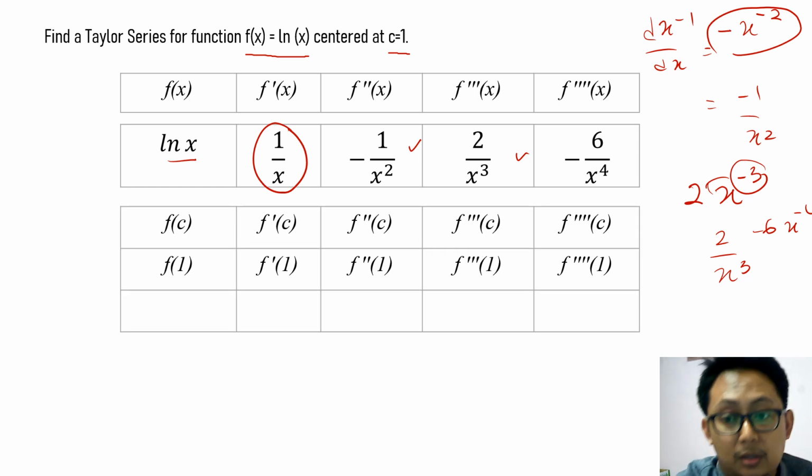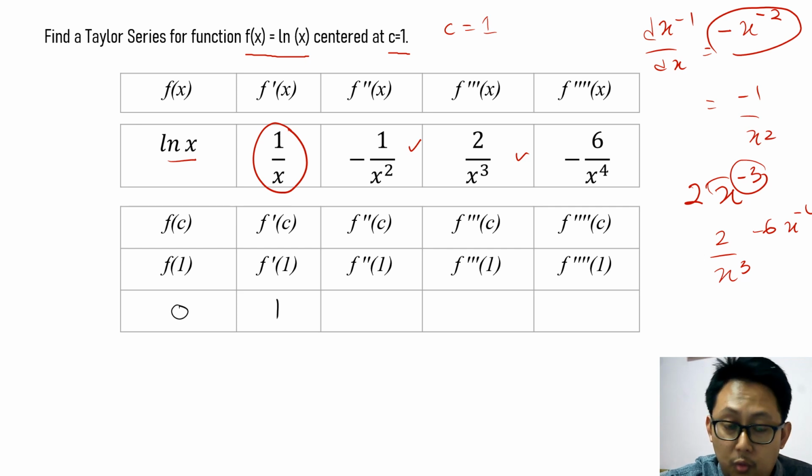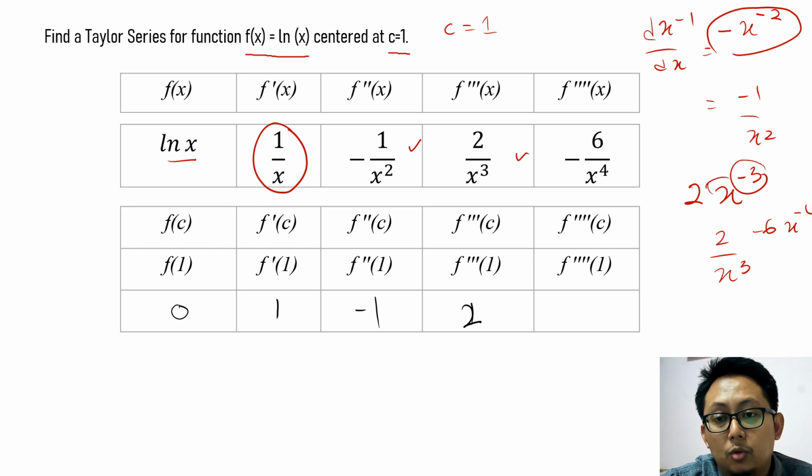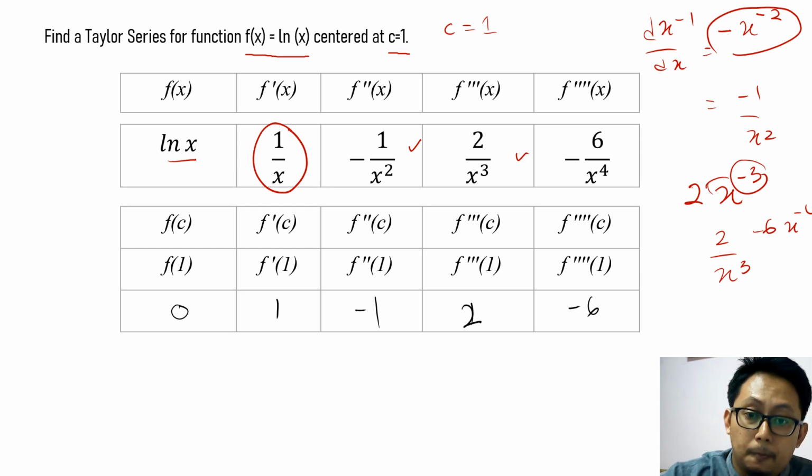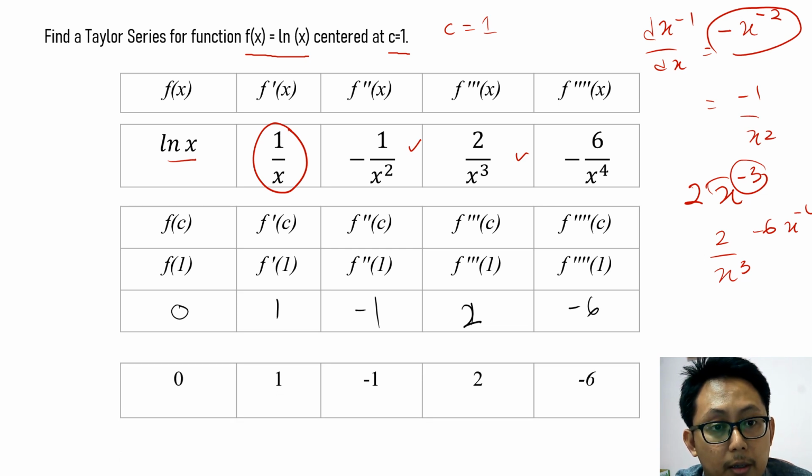Next, remember the long equation that I showed you before uses f of c, so we change everything to c. The question says c equal to 1. So when c equal to 1, ln 1 is equal to 0. 1 over x means 1 over c, which is 1 over 1, which is 1. Minus 1 over 1 squared is minus 1. 2 over 1 to the power of 3 is 2. Minus 6 over 1 to the power of 4 is minus 6. So these are the values for c equal to 1.